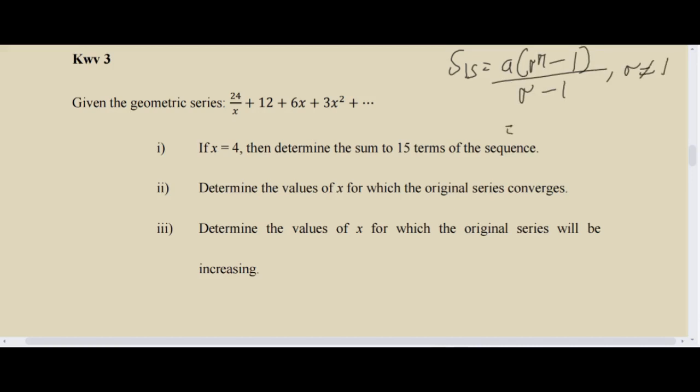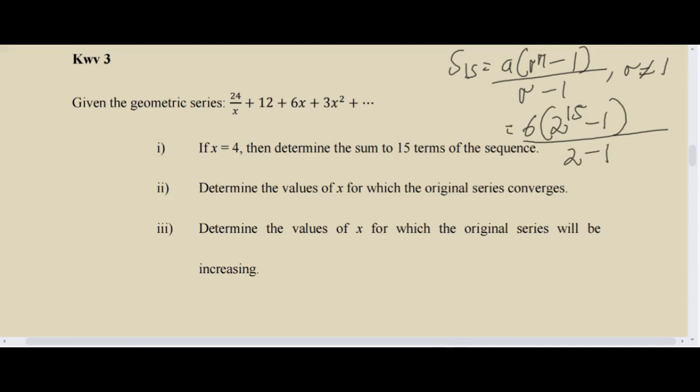So what is your a? Your a value is 6. Remember, we found 6. Then your r is 2. For n, we just substitute the 15, because that's the number of terms. Then we have r is 2, minus 1. At this point, all you need to do, guys, is simply punch this into your calculator. Then 6 bracket 2 to the exponent of 15 minus 1, and then close bracket, over 2 minus 1.